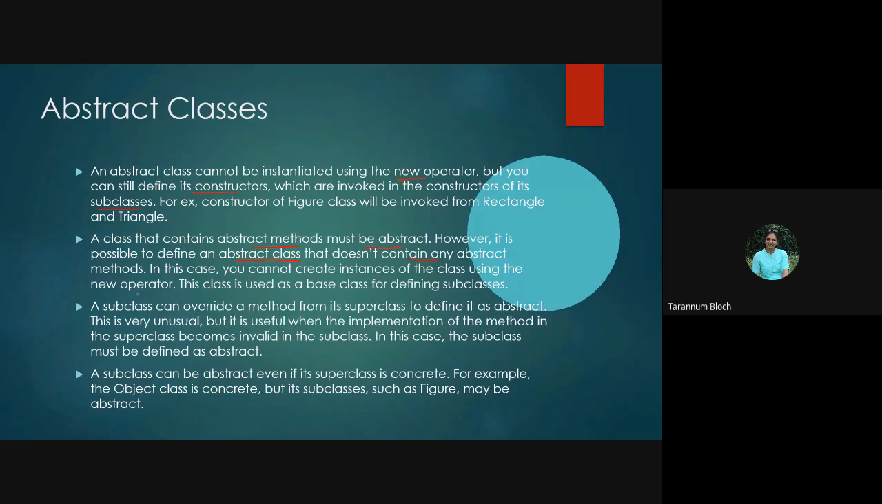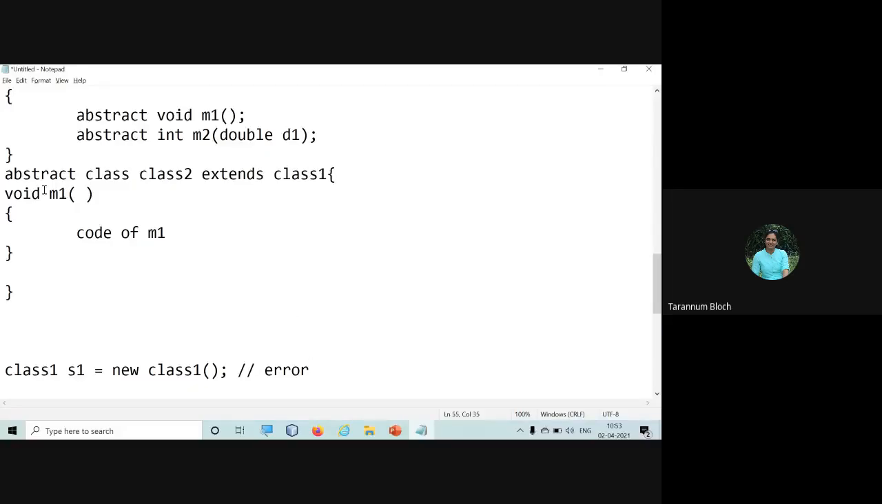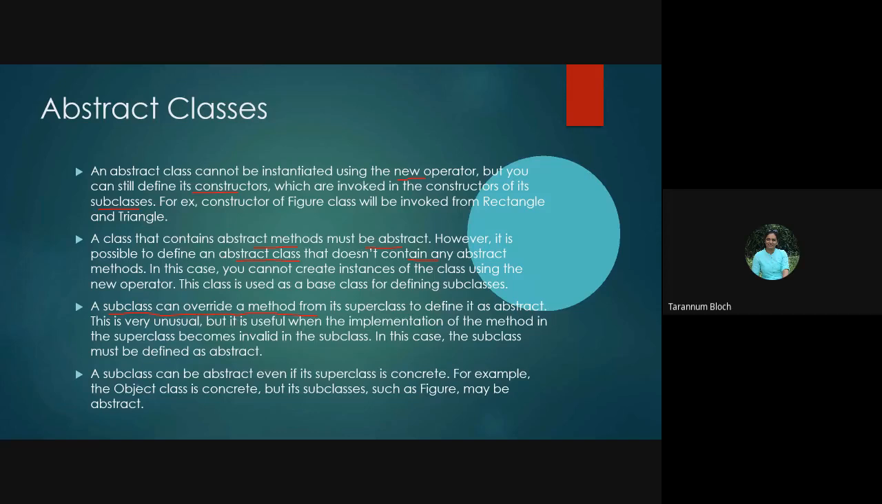As well, a subclass can override a method of a superclass even if it is defined as abstract. That's what we did over here, right? We gave the definition in class 2 of void m1, which is a method of class 1. So it can override. Okay.